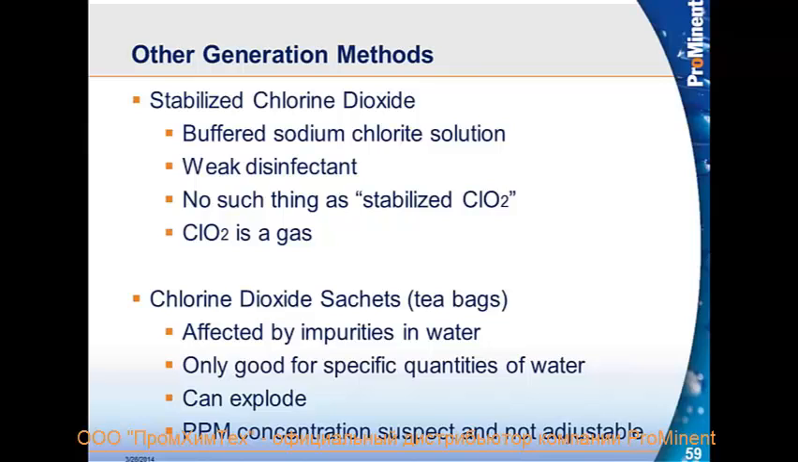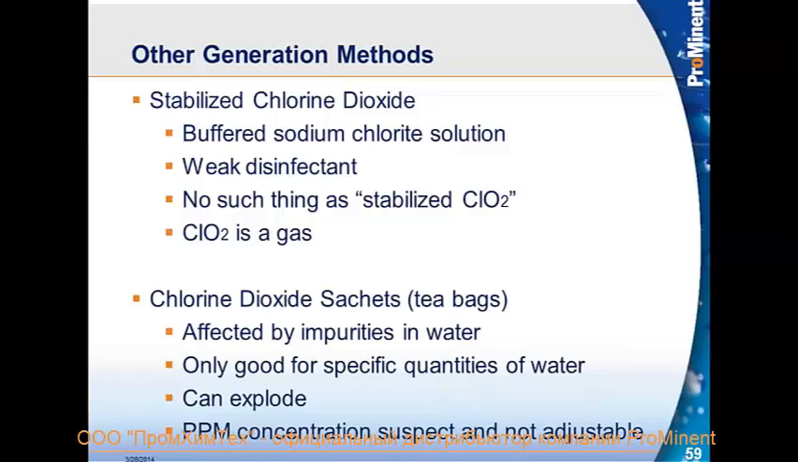Some people like to call their solution stabilized chlorine dioxide. This is basically a buffered sodium chloride solution, which is a weaker alternative to the chlorine dioxide solution that we generate with our method. There really isn't such thing as stabilized chlorine dioxide because, as we talked about earlier, chlorine dioxide is a gas and is not stable. So a stabilized chlorine dioxide solution is most likely nothing more than just a buffered sodium chloride solution.